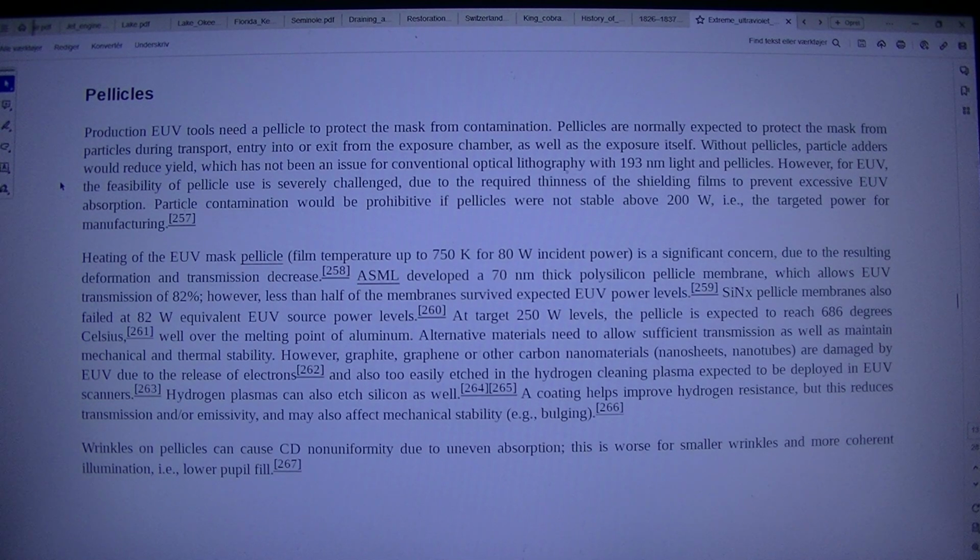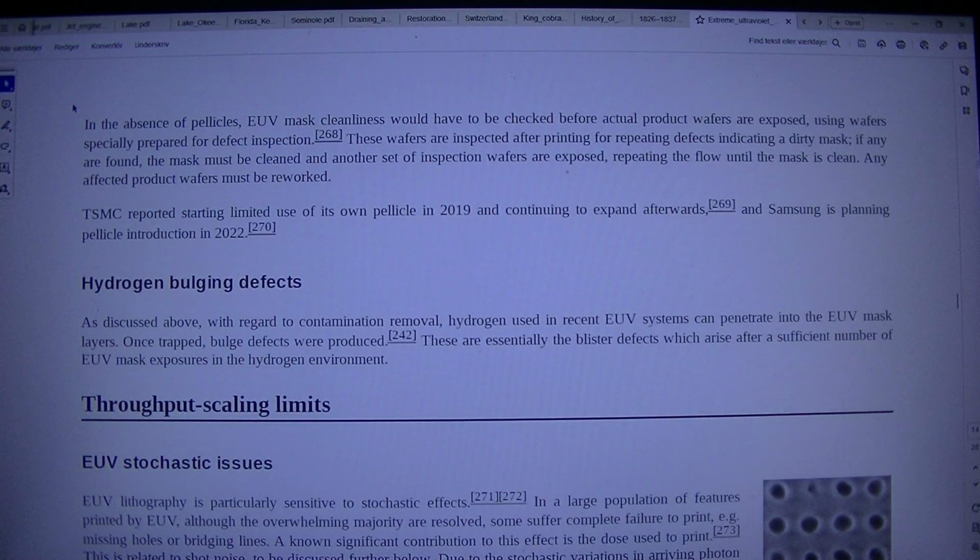267. In the absence of pellicles, EUV mask cleanliness would have to be checked before actual product wafers are exposed, using wafers specially prepared for defect inspection. 268. These wafers are inspected after printing for repeating defects indicating a dirty mask. If any are found, the mask must be cleaned and another set of inspection wafers are exposed, repeating the flow until the mask is clean. Any affected product wafers must be reworked.